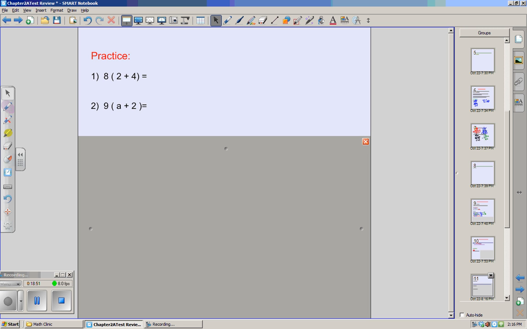All right, so when I do the distributive property, I have 8 times 2, and I need to distribute times the 4. So 8 times 2 plus 8 times 4. 8 times 2 is 16. 8 times 4 is 32. When I add them, I should get 48.